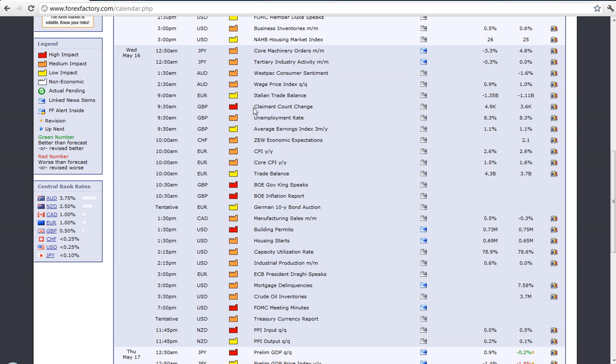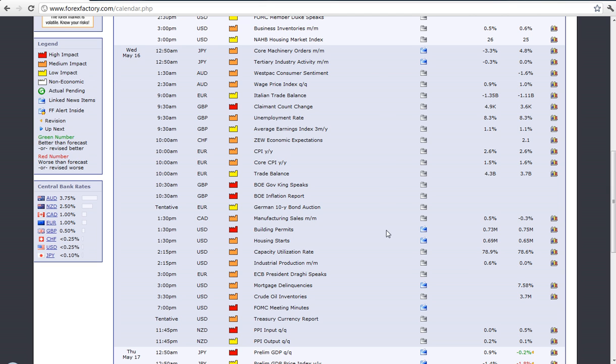Tomorrow, the headline data we have at 9:30 is UK claimant count change, forecast an increase of 4.9 thousand, previously 3.6 thousand. The unemployment rate is expected to stay the same at 8.3%, with the Eurozone CPI data out year on year, expected to stay the same at 2.6%. At 10:30 we have Bank of England Governor Mervyn King speaking at the same time as the inflation report comes out. So we'll see what he's saying about inflation. That'll be very interesting to see, and we'll see what impact that will have on cable.